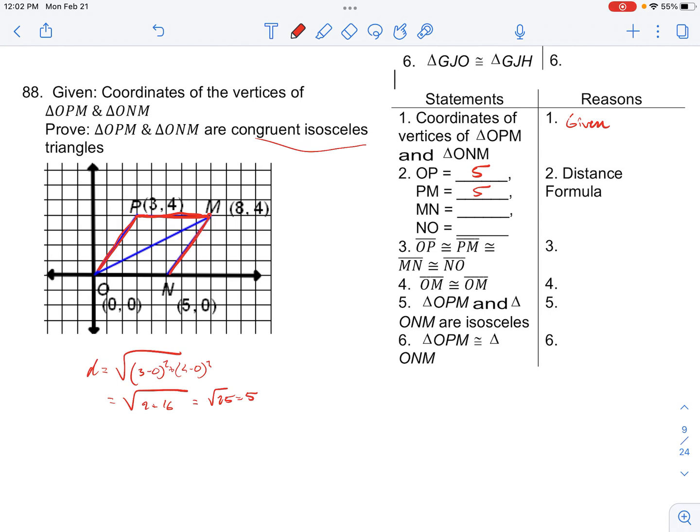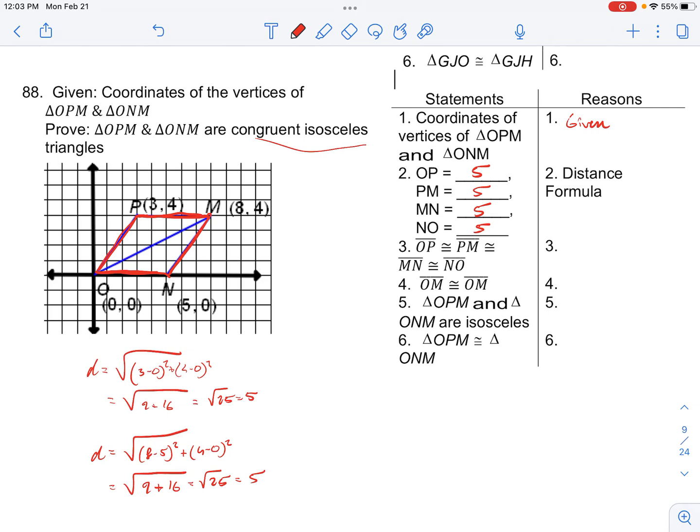Now MN, the distance of MN is given by square root of change in x, which is 8 minus 5 squared, plus change in y, which is 4 minus 0 squared. This will be the square root of 3 squared, which is 9, plus 4 squared, which is 16. So square root of 25 is equal to 5. So MN is 5. And also NO is just another horizontal line, which is of a length of 5.